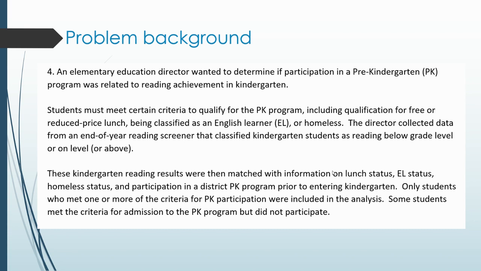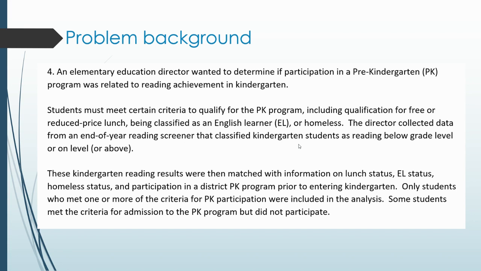So looking at the second paragraph here, it says students must meet certain criteria for pre-K, including qualifying for free or reduced lunch, being classified as an English learner, or being homeless. There may be new ones out there, but at the time, those were the ones that were considered. And then the director collected data from an end of kindergarten reading screener that classified students as either reading below grade level or at grade level or above. So they had some reading data from the end of kindergarten.